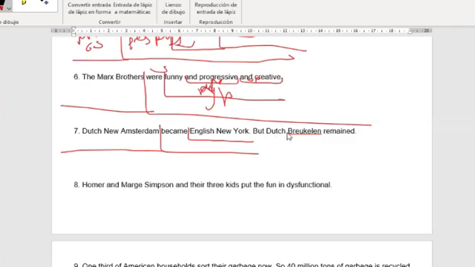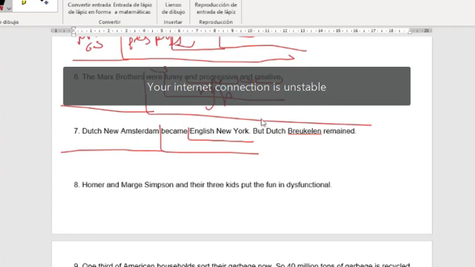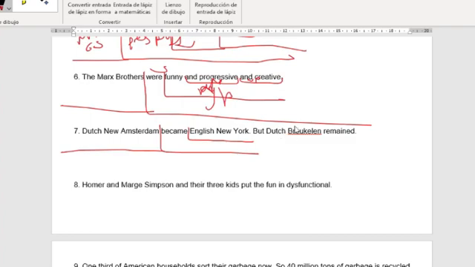It says, but remain. So which one is the verb here? This is what? But, conjunction. Then we have Dutch Brooklyn, it's a proper noun, and remain. And remain is a BI. Remained, BI. So we have here that this is what? VP. This is a verb phrase, right? Verb phrase, past.